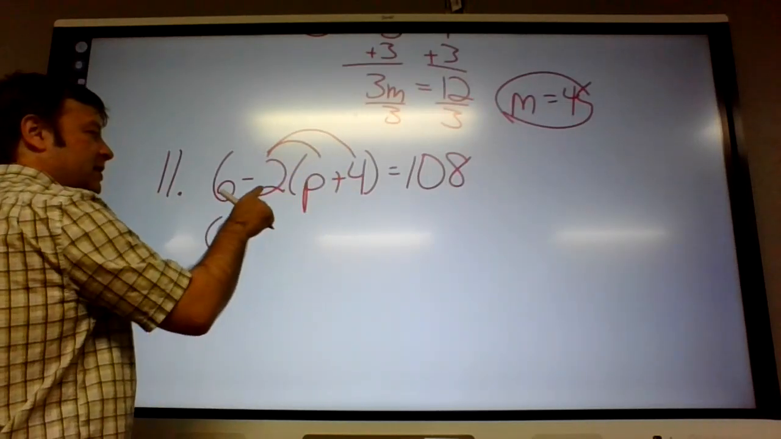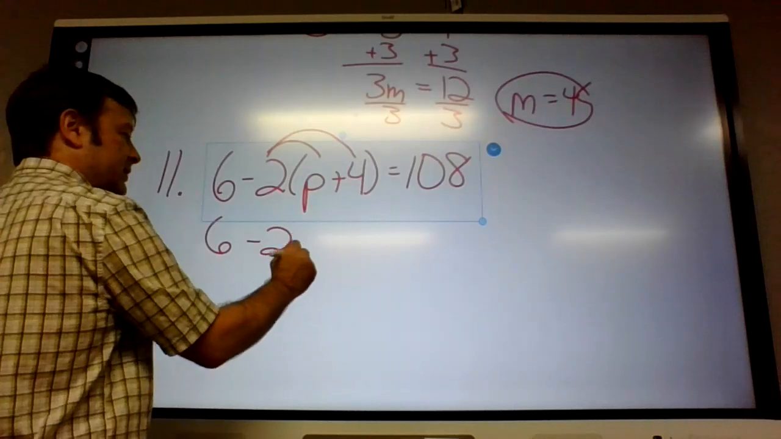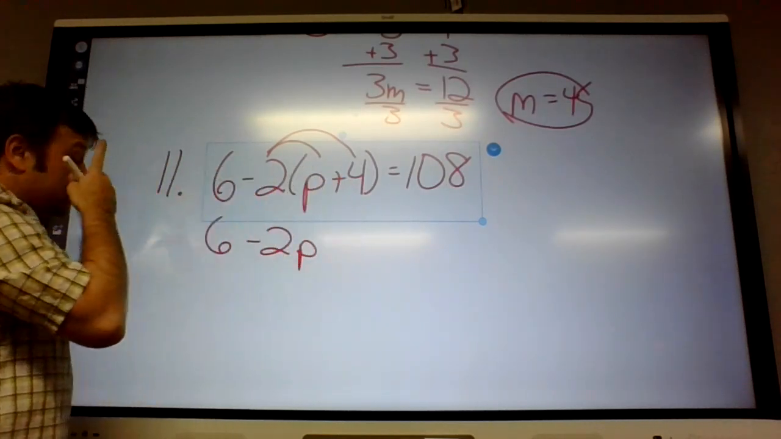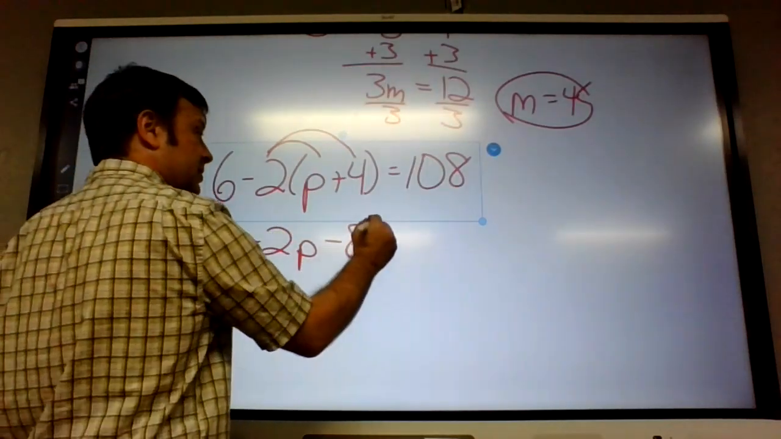So 6 stays there. Negative 2 times p, negative 2p, and then negative 2 times 4 is negative 8. So we're just going to put minus 8 there.